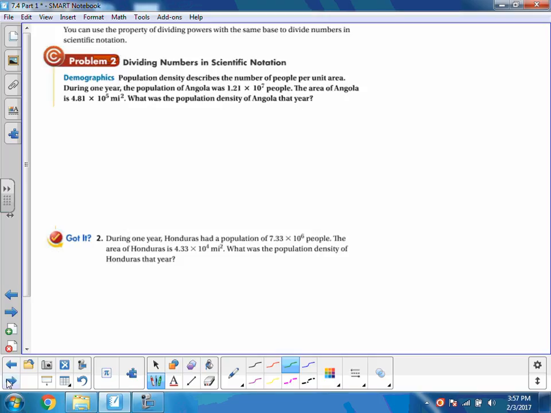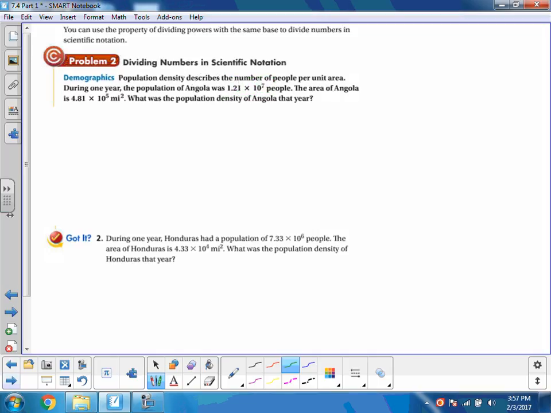You can use the property of dividing powers, so it's like the quotient rule, in scientific notation. Woo, I know you guys like that. A couple key things about scientific notation. Remember, this number needs to be between 1 and 10, and it's times 10 to an exponent. A positive exponent is big, a negative exponent is really, really little. So let's see what we've got to do.